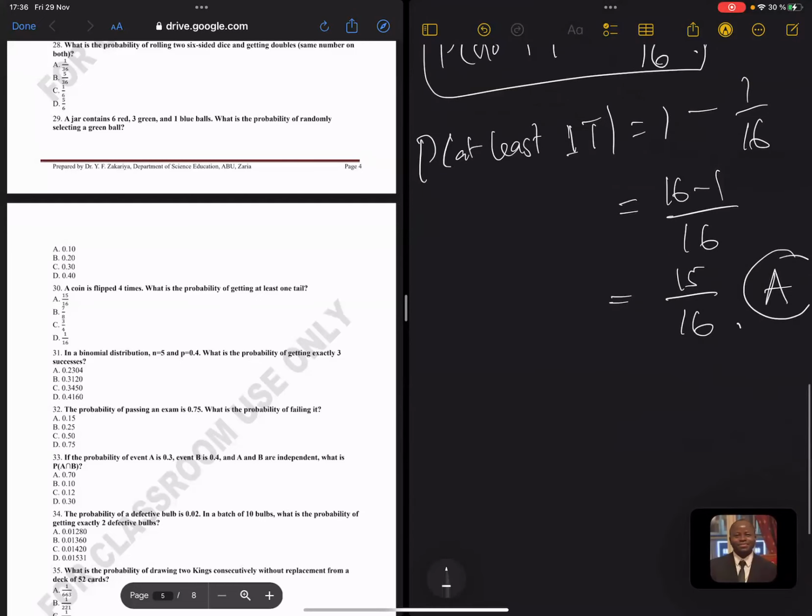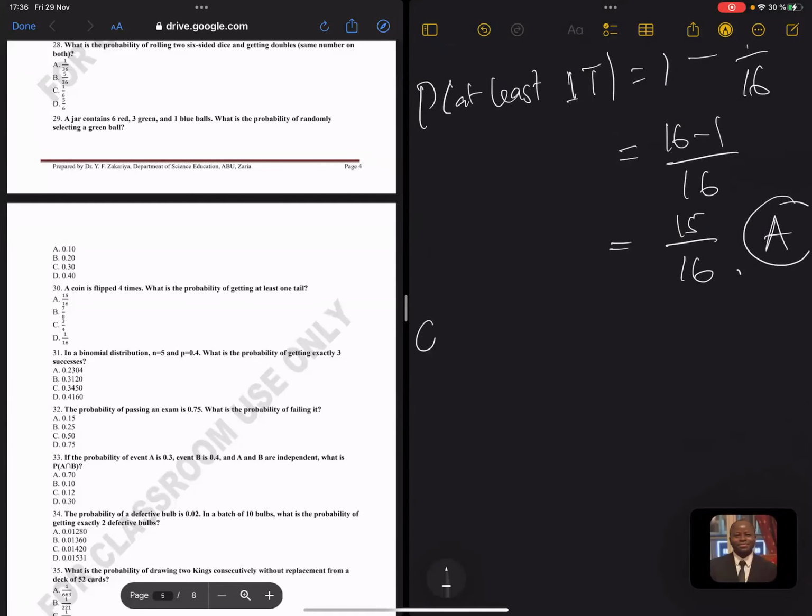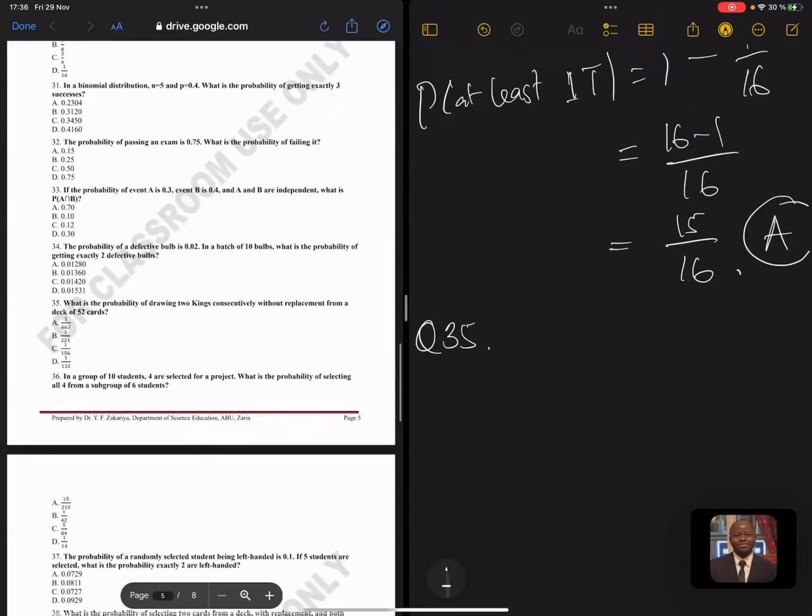So we can proceed to the next problem, which is problem number 35. Problem 35 says, the probability of a defective bulb is 0.02. In a batch of 10 bulbs, what is the probability of getting exactly 2 defective bulbs?